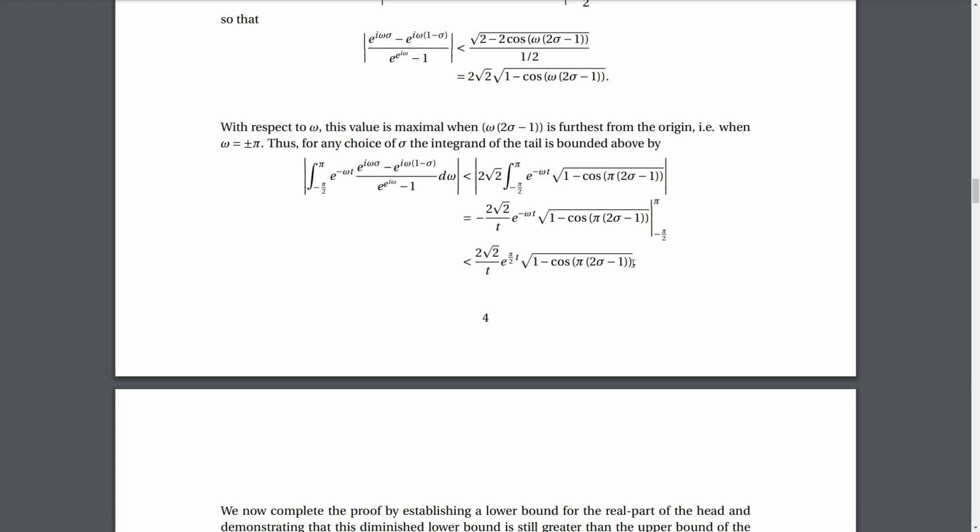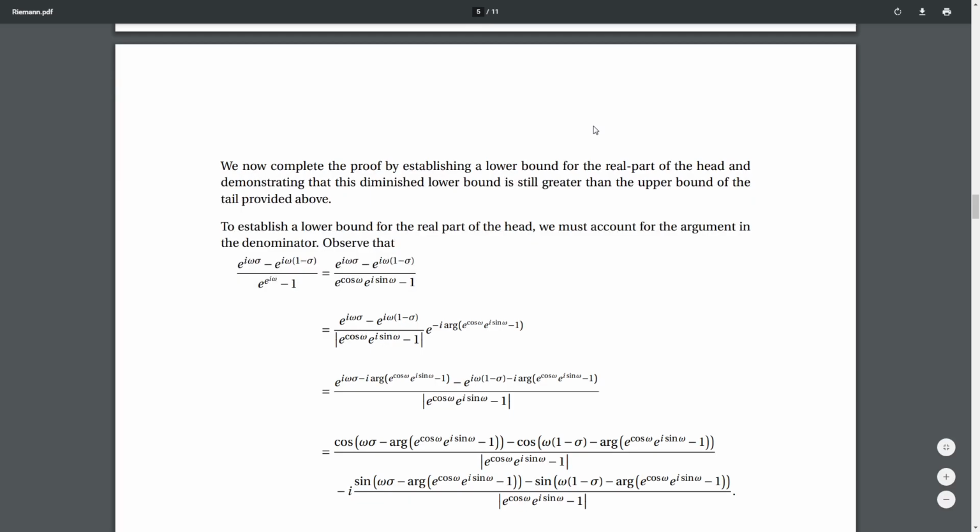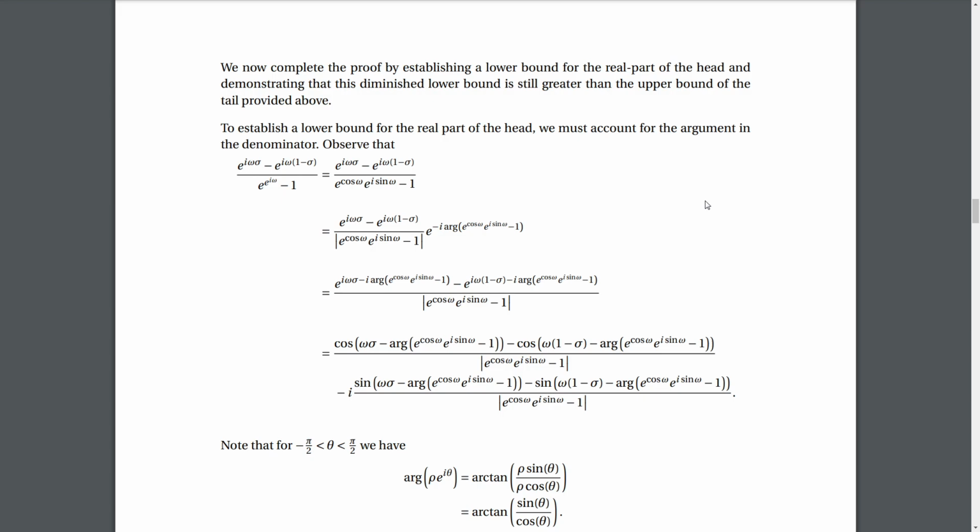Okay, so now we have to move to the head so that we can show that the first quarter arc has a modulus with real part that's always strictly positive, and whose value is greater than some upper bound for the modulus of the tail, and that this disparity is in fact sufficient to show that the integral is never zero whenever sigma is not equal to 1/2.